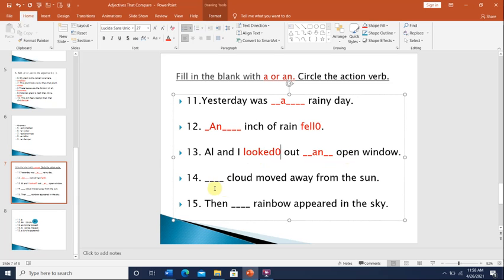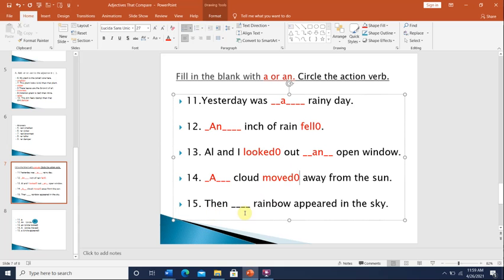Okay, number 14. Blank cloud moved away from the sun. Cloud begins with C, which is a consonant. So that means we will put a. A cloud moved away from the sun. Okay, where is the action verb? A cloud moved away from the sun. Moved is the action word, and we will circle moved.